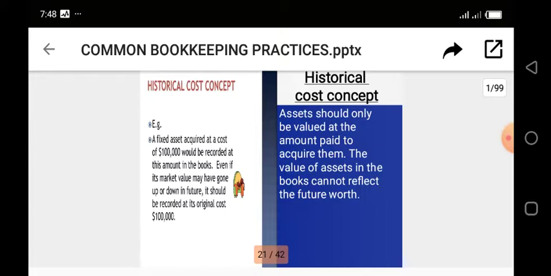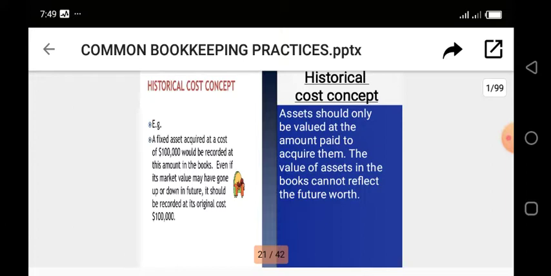A good example is this on your left. You see a fixed asset acquired at the cost of $100,000. For example, let me say a car. I bought a car for $100,000. Let's record that $100,000. If its market value goes up or goes down in the future, it should be recorded at its original cost of $100,000. So if the value of the car goes up to $300,000, I can't change that to $300,000.